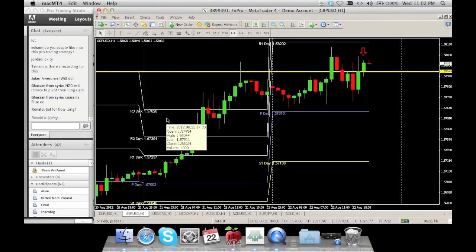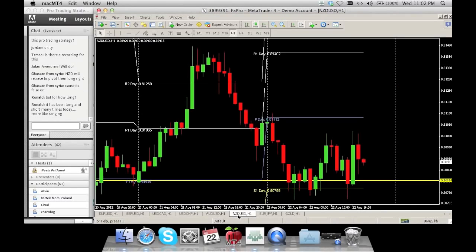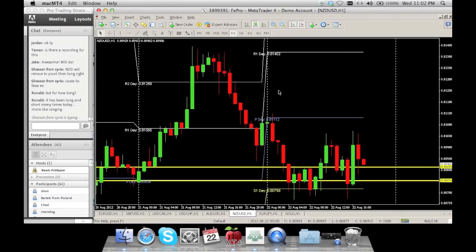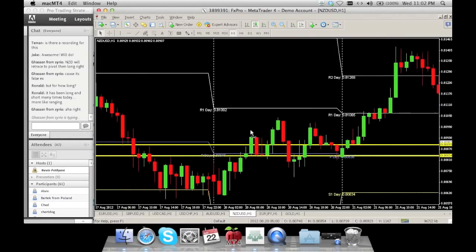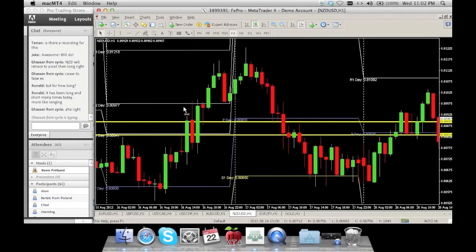Okay, Hassan says New Zealand dollar will retrace to pivot, then long, right? Because it's a false exhaustion. Okay, let's take a look at New Zealand dollar. Usually there's always going to be a retrace to the nearest support resistance. In this particular case, your retracement should be around this area. This area seems to have support resistance strength. If you go to the back, you can check what this level of this yellow line that we've drawn is.